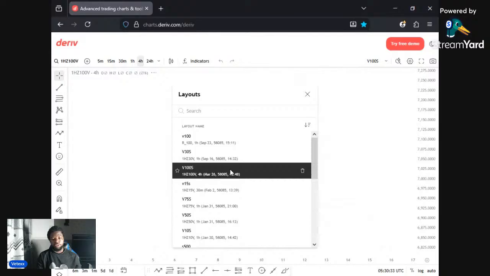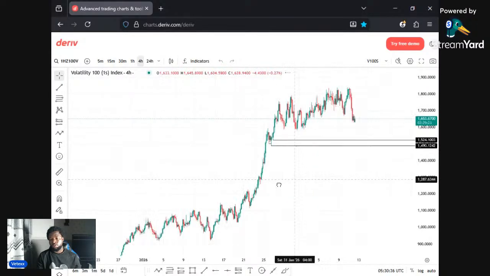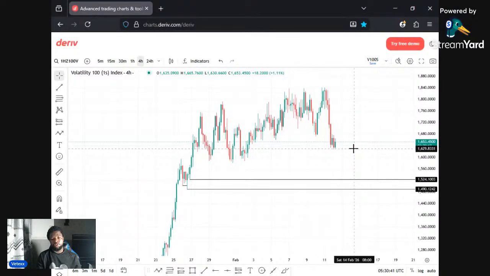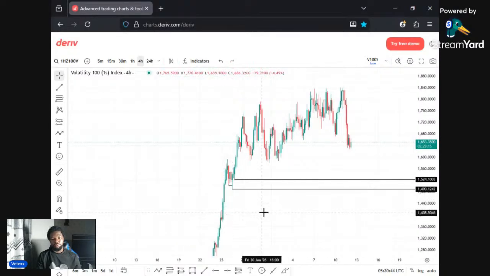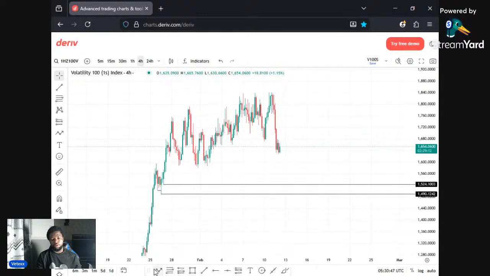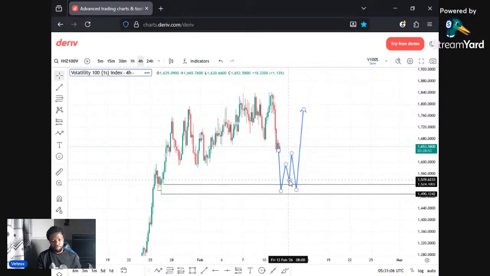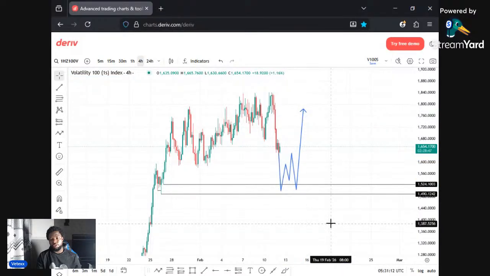So the next is V100s. V100s is bullish on the 24-hour time frame, and this is the continuation we have on the 1 hour time frame. I'm anticipating price to come here, tap in, give me this, and then we buy to the upside. This is what I'm anticipating on V100s.